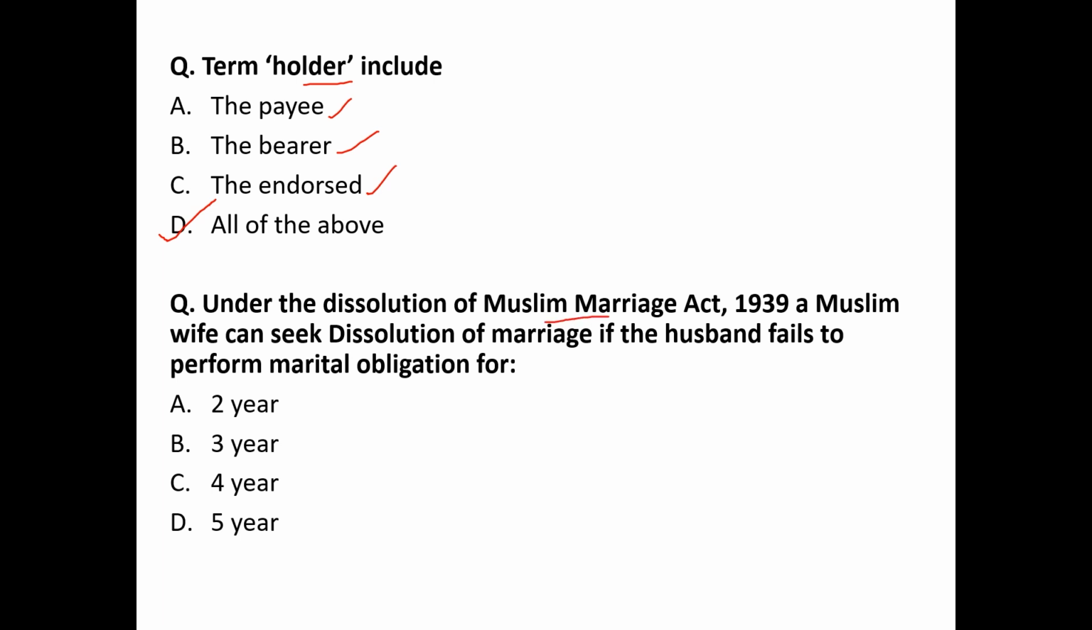Next question. Under the Dissolution of Muslim Marriage Act 1939, a Muslim wife can seek dissolution of marriage if the husband fails to perform marital obligations for 3 years. Option B.